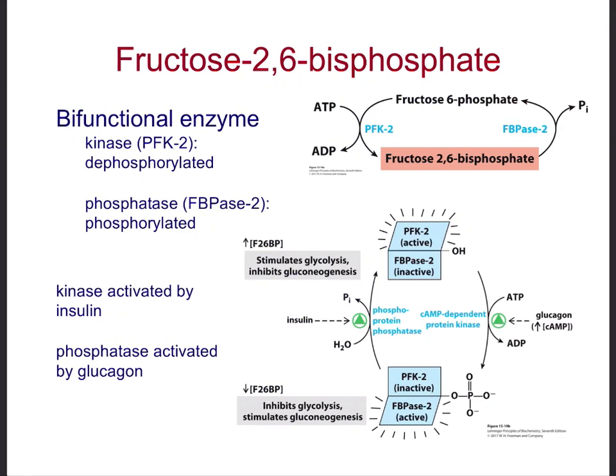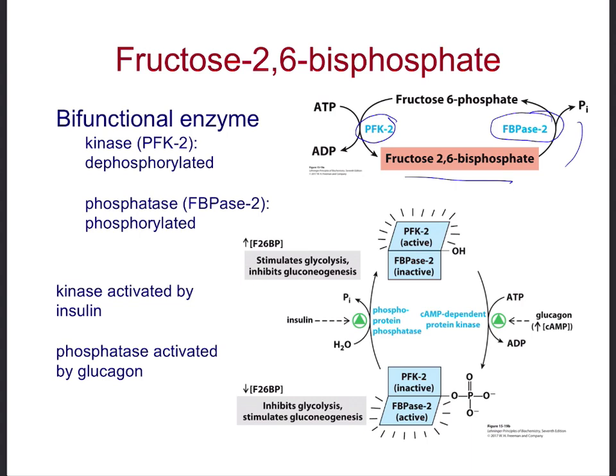So where does fructose 2,6-bisphosphate come from? Well, it comes from fructose 6-phosphate, and there is an enzyme that is able to both produce it and break it down. It's actually a bifunctional enzyme. It's a kinase, PFK2, and a phosphatase, fructose 2,6-bisphosphatase. And as we can see from this general scheme here, if we have PFK2 active, we're going to be making fructose 2,6-bisphosphate. If we have fructose 2,6-bisphosphatase active, we're going to be breaking it down. And the control over this enzyme depends upon phosphorylation.